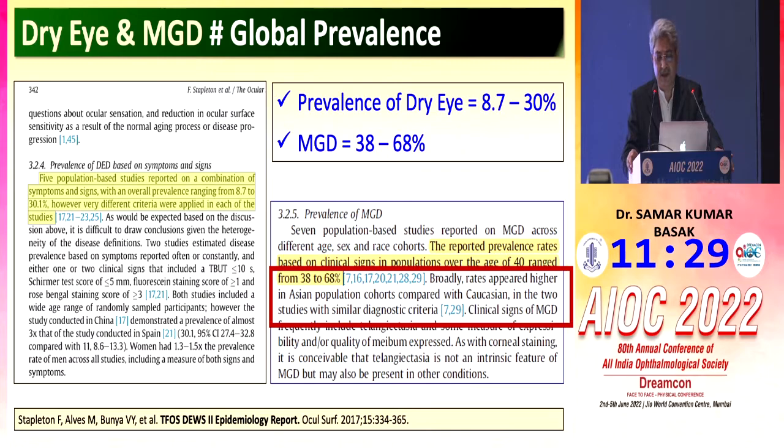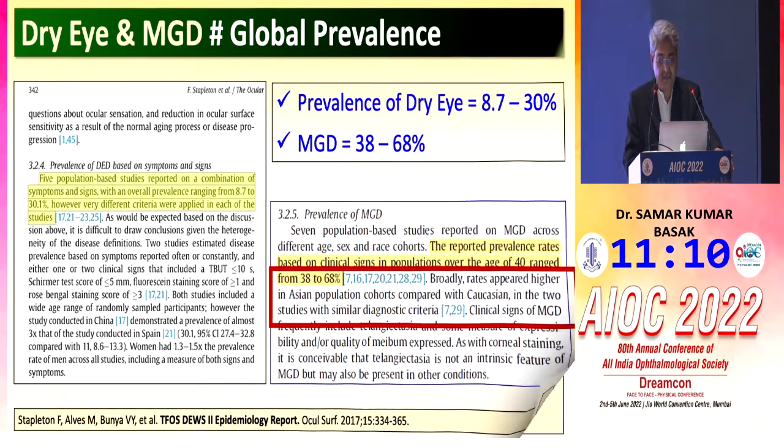So if you go to the dry eye and MGD prevalence, this is the global prevalence of dry eyes. It varies from 8 to 30%, whereas MGD is between 38 to 68%. And you see that more in the Asian population cohort than with Caucasians.